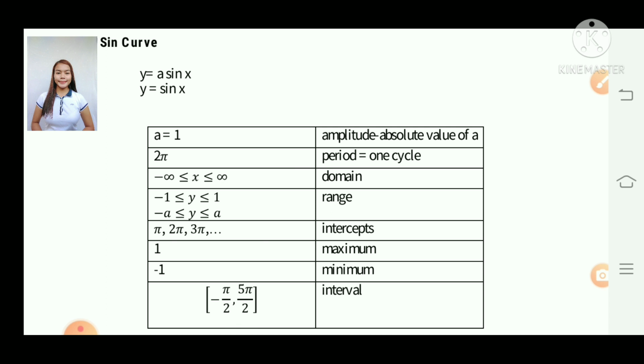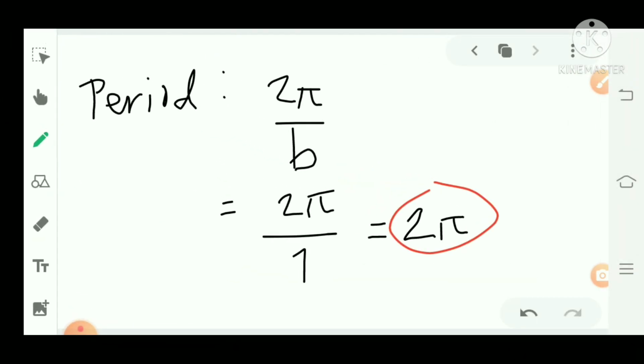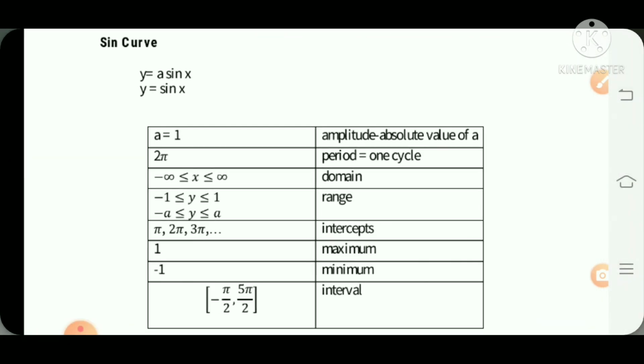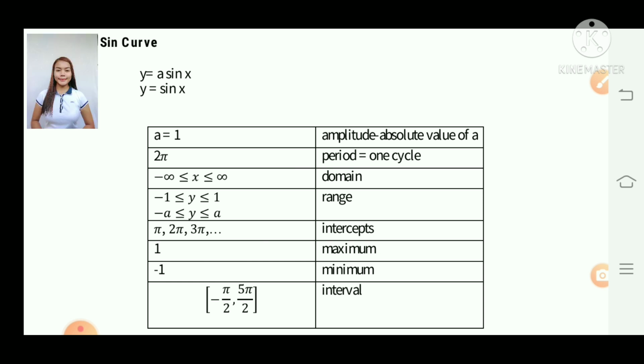The formula of period is 2 pi over B, where our B is 1. So let us substitute: 2 pi over 1 is equal to 2 pi. That's our period. The domain is from negative infinity to positive infinity. The range is negative 1 to positive 1, or negative absolute value of A to absolute value of A.